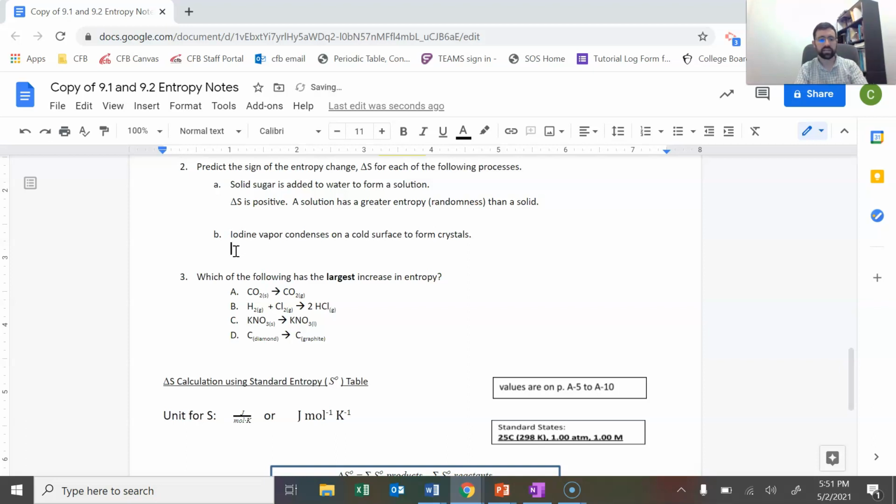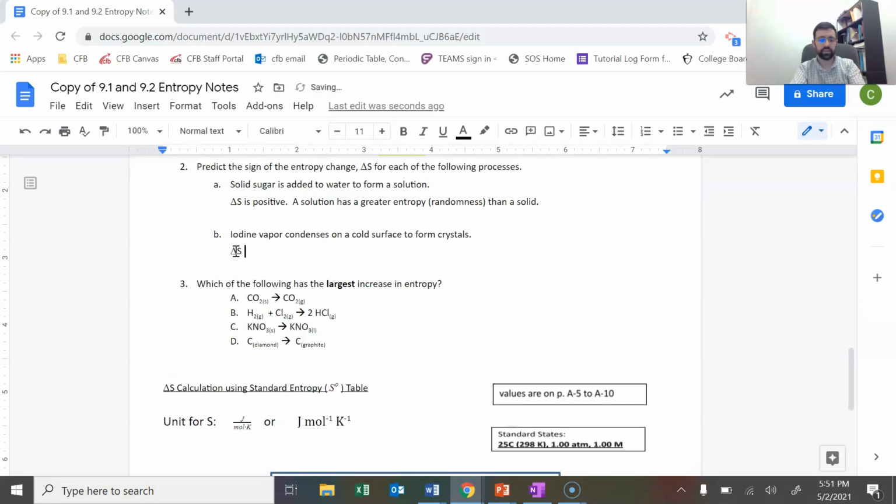So delta S in this case is negative. A solid has a lower amount of entropy than a vapor, right? So that means we have a decrease in the amount of randomness or in the entropy.